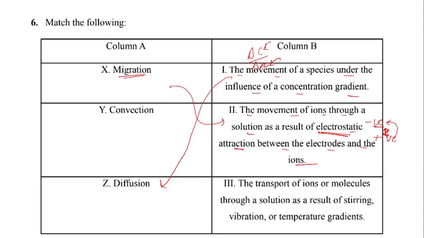Then finally, the transport of ions or molecules through a solution as a result of stirring. Stirring means you are providing an external energy source. It can also be vibration; you can vibrate your solution, which is some type of mechanical energy, or a temperature gradient. If you are heating your solution, the ions will also move due to the temperature gradient. So these phenomena are responsible for ion movement.